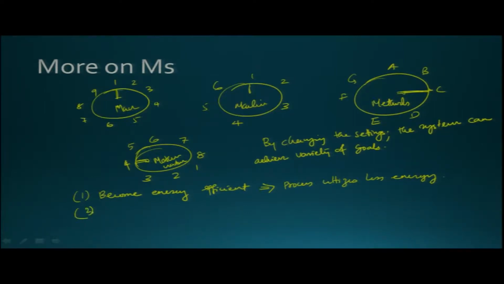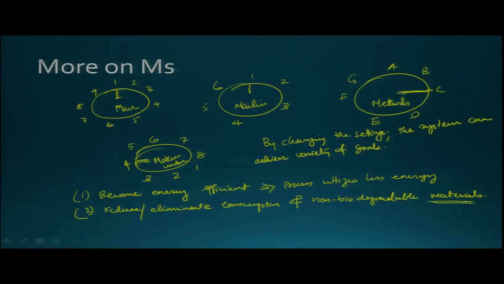Another example of this is to reduce or eliminate consumption of non-biodegradable materials. This is where you are actually influencing the M of material, where you are reducing the consumption of a particular type of material, or you are making the dial turn to 0. So, then you are thereby achieving whatever you are supposed to achieve.